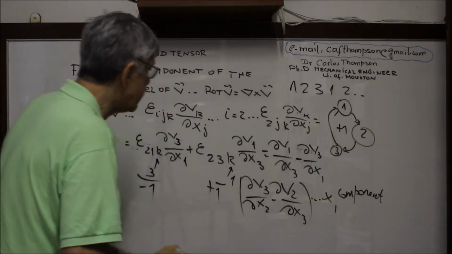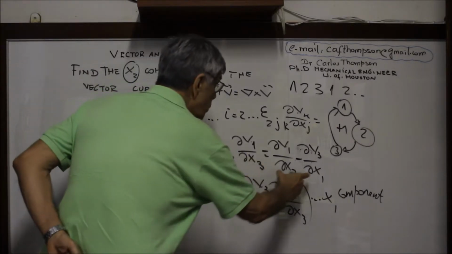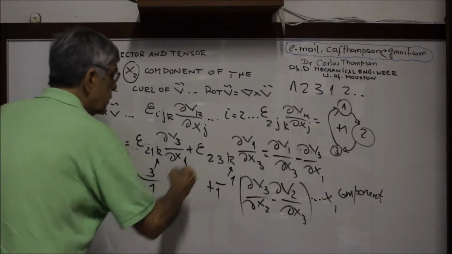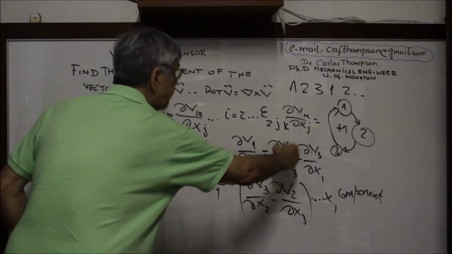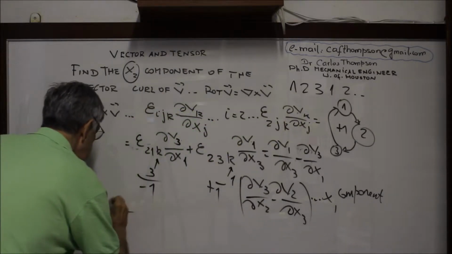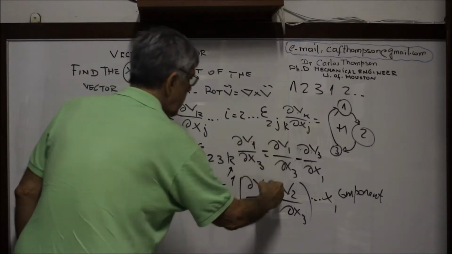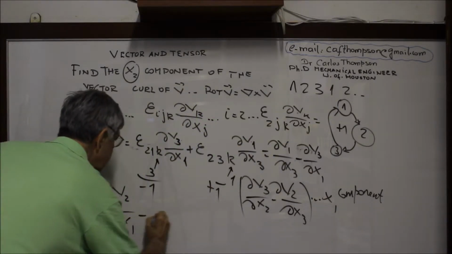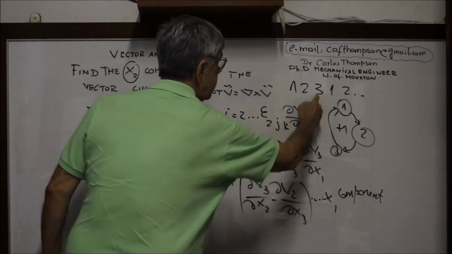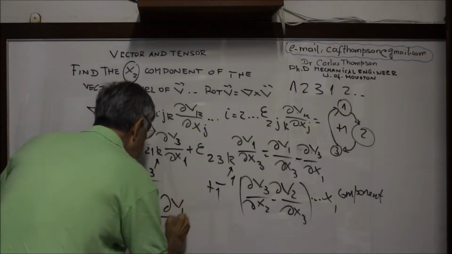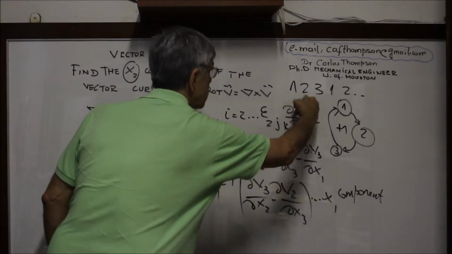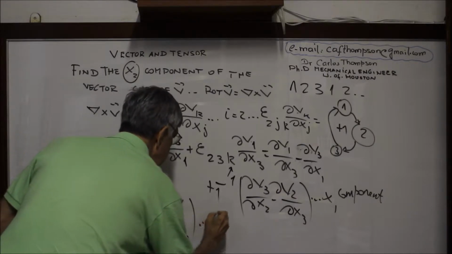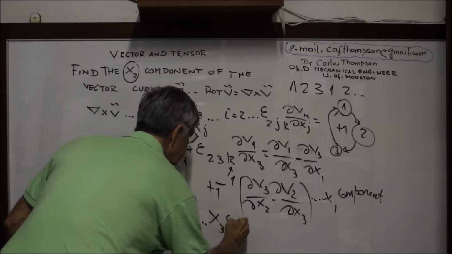As we did in the last video, suppose from here you want the x3 component. You see, after 1 is 2. So partial of v2 with respect to x1, minus. Now, after 3 is 1, so v1 with respect to, after 1 is 2, x2. So this here is the x3 component.